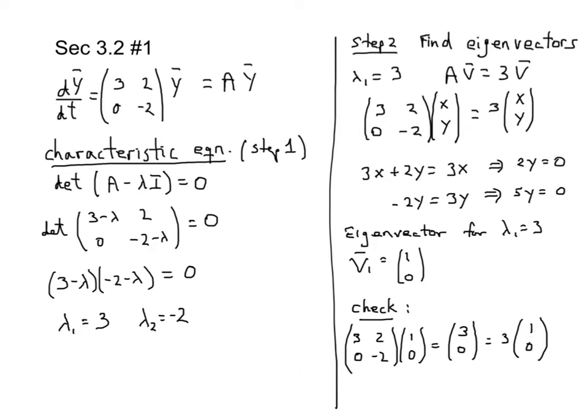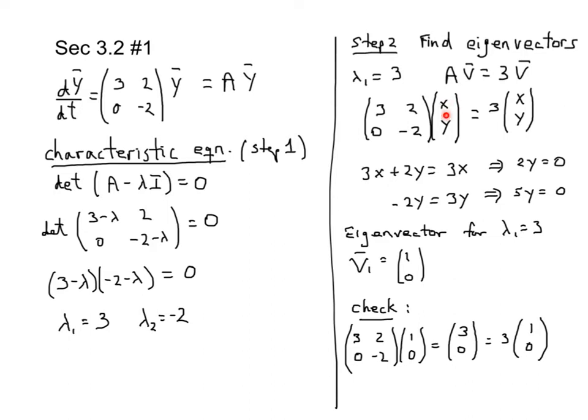Step 2, for each of these eigenvalues, we need to find corresponding eigenvectors. This takes a little bit of practice. It's an easy thing to do, but sometimes there's some interpretation that has to go on. We're looking for a vector v so that A times v equals 3v. That would be an eigenvector for the eigenvalue of 3. So our unknown vector is (x, y).